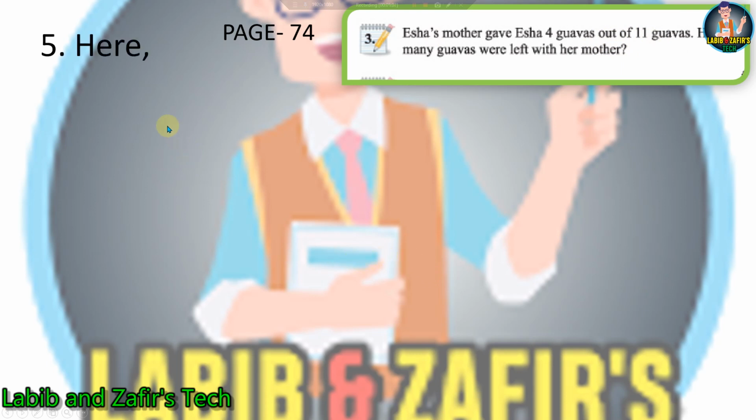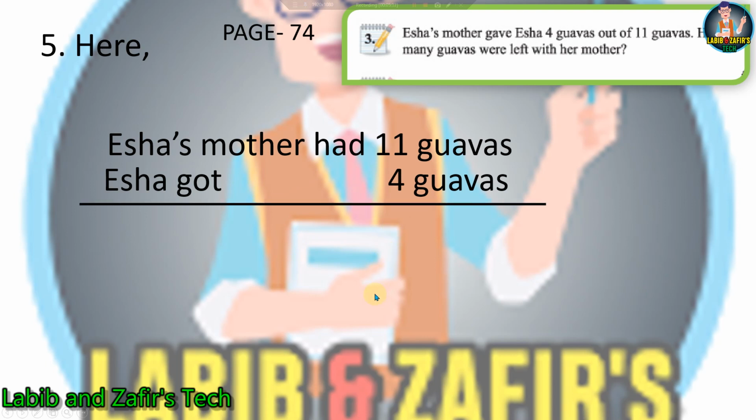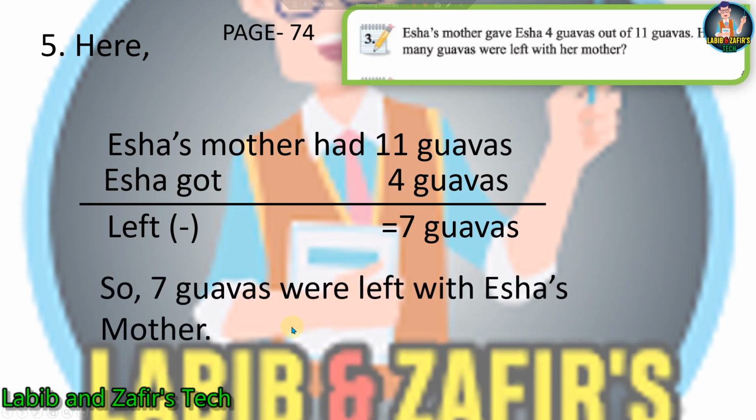So number 5 here, Isha's mother had 11 guavas. Isha got 4 guavas. So if we do the subtraction here, then we get 7 guavas, because if we add 7 plus 4 is equal to 11. So after 4, if we count 5, 6, 7, 8, 9, 10, 11, at the 7th position we get the number 11. That's why 7 guavas. So 7 guavas were left with Isha's mother.